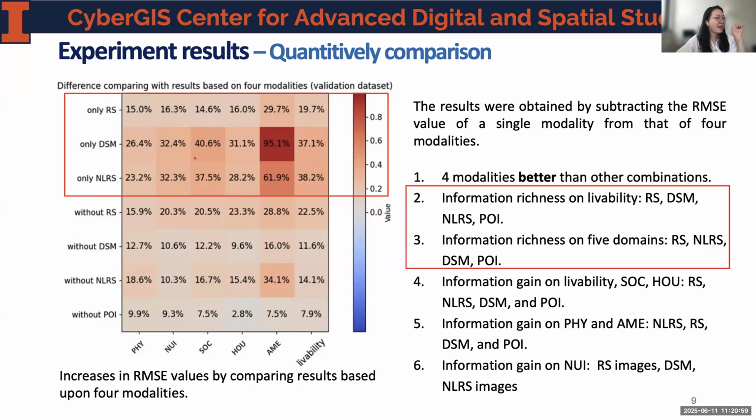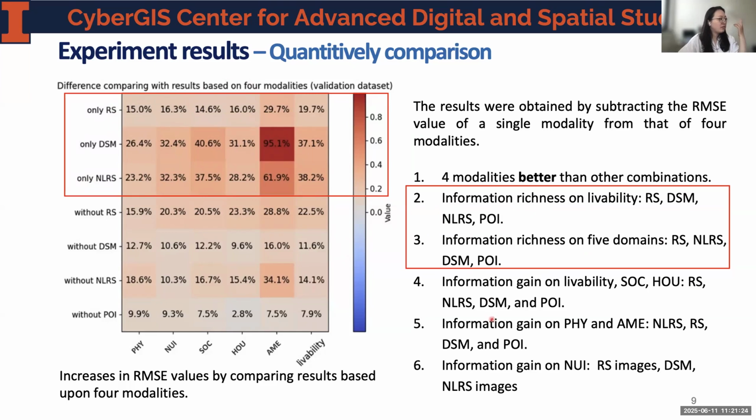Why haven't I listed PY here? Because the model cannot be trained when only using the PY. So that's why we ordered those four modalities in this way. Also, for those 5 domain scores, the situation changed a little bit, with the order of NLRS and DSM exchanged.